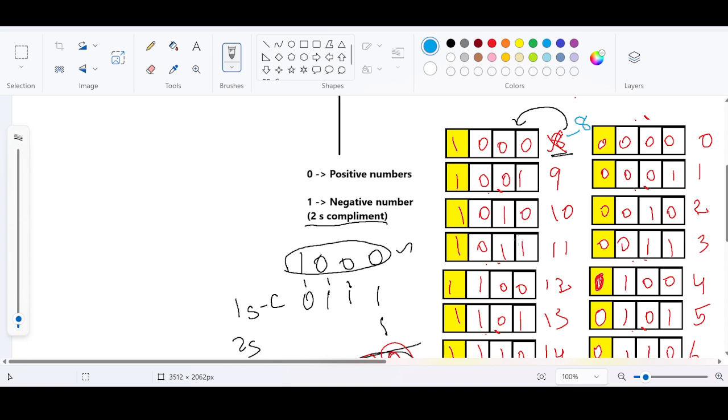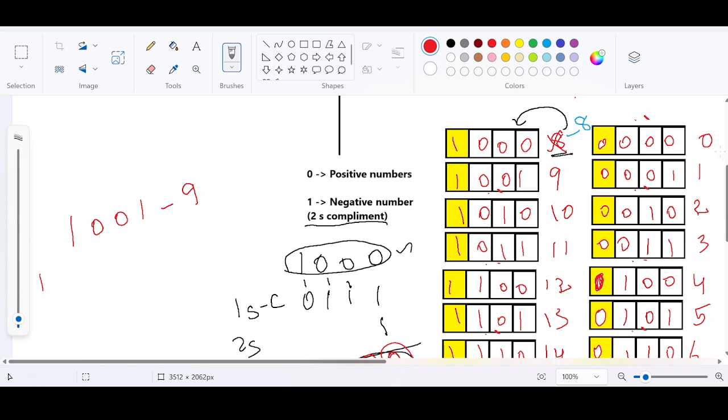Let us see one more example. Now we will take the number 9. Focus here. Once again, I am repeating this. Now we have 1, 0, 0, 1. So this is the equivalent binary number for the decimal number 9. Now tell me, to find the 2's complement, you have to first find the 1's complement. What is the 1's complement for this?